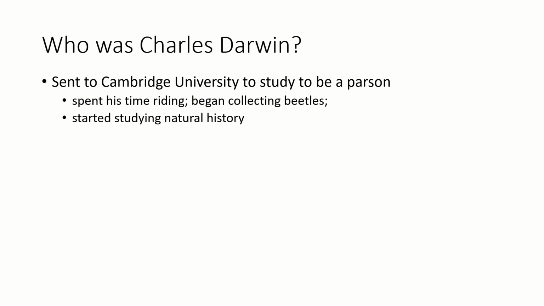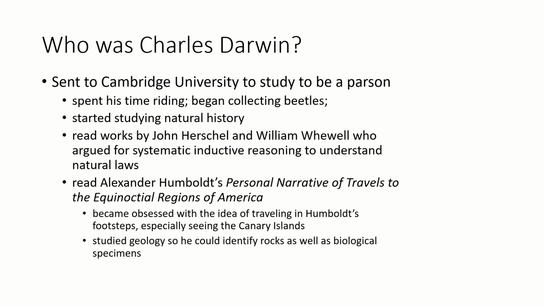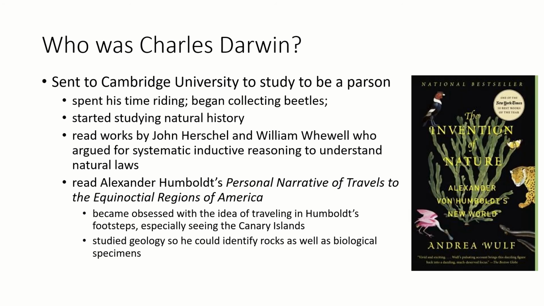He wanted to study the natural world. He spent his time riding horses. He started collecting beetles. He hung out with a lot of other natural philosophers, and started studying natural history, started studying the natural world. And he actually ended up reading works by a lot of people who argued for what we now call the scientific method, which is inductive reasoning, which is seeing what facts are present in the world and drawing conclusions from that. And he had also read at this time a book by Alexander Humboldt, Personal Narrative of Travels to the Equinoctial Regions of America. Alexander Humboldt had traveled widely in South America, in the areas around the equator. And Darwin became really obsessed with literally following in Humboldt's footsteps.